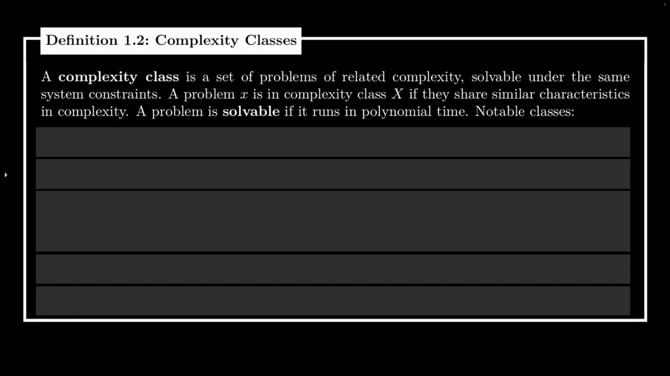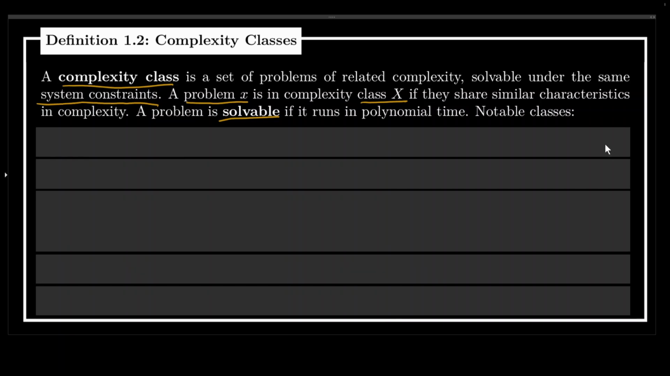Let's talk about complexity classes. A complexity class is a set of problems of related complexity, solvable under the same system constraints. A problem X is in complexity class big X if they share similar characteristics in complexity. A problem is solvable if it runs in polynomial time. So polynomial time refers to things like n squared or n cubed. These are considered doable even though they take a very, very long time.